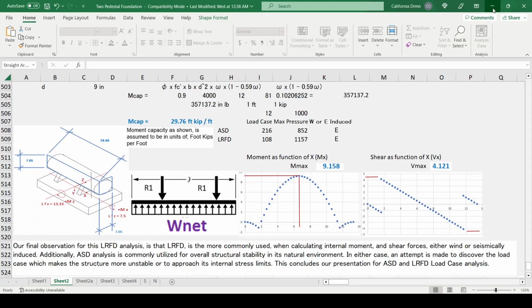Our final observation for this LRFD analysis is that LRFD is the more commonly used when calculating internal moment and shear forces, either wind or seismically induced. Additionally, ASD analysis is commonly utilized for overall structural stability in its natural environment. In either case, an attempt is made to discover the load case which makes the structure more unstable or to approach its internal stress limits. This concludes our presentation for ASD and LRFD load case analysis.